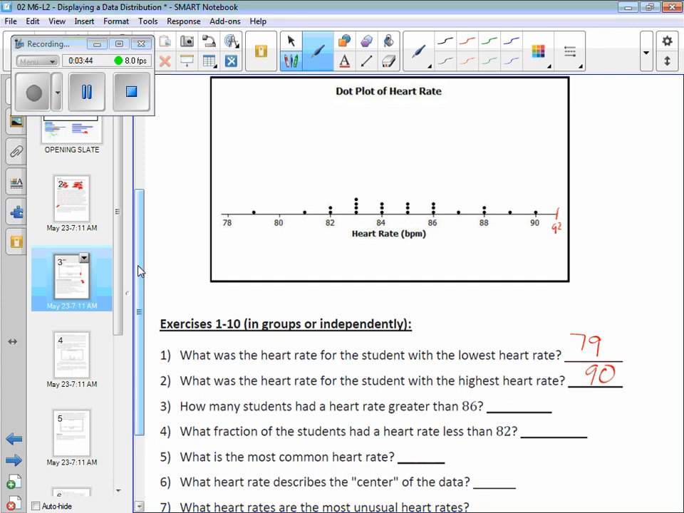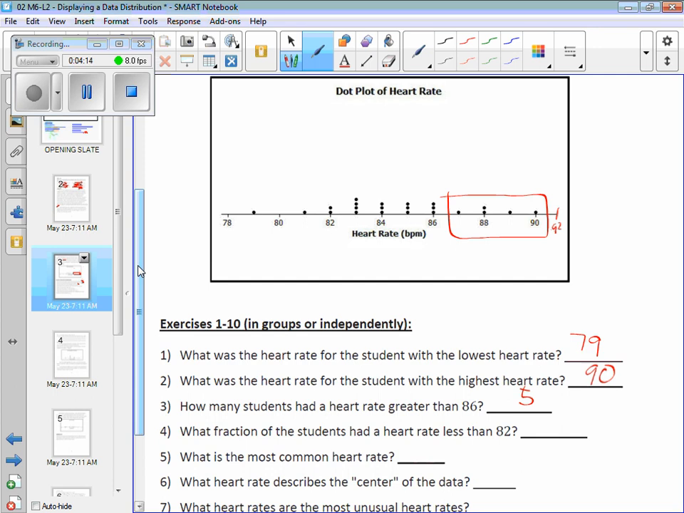How many students had a heart rate greater than 86? But raise your hand now, okay? Serenity? Does everybody see that? Why it's 5? Greater than 86, which would be this. Greater than 86. Remember we did that last module? Not greater than or equal to, it's just greater. So that's 5.